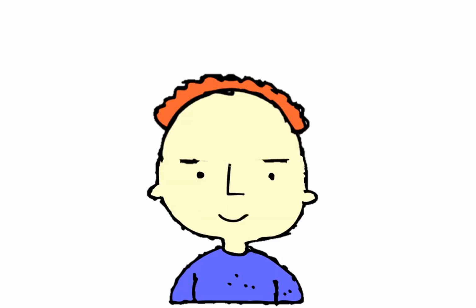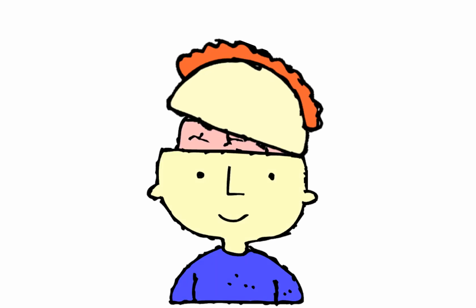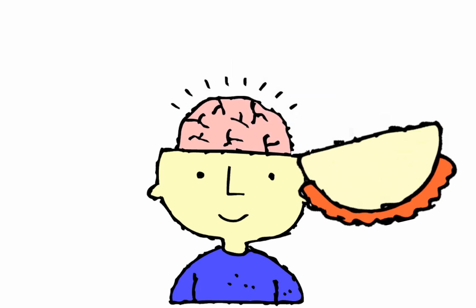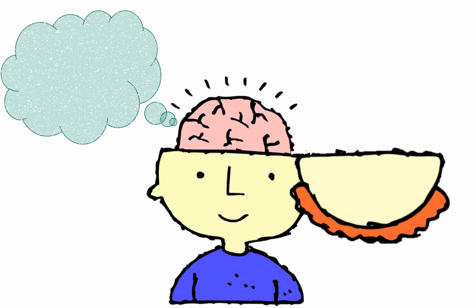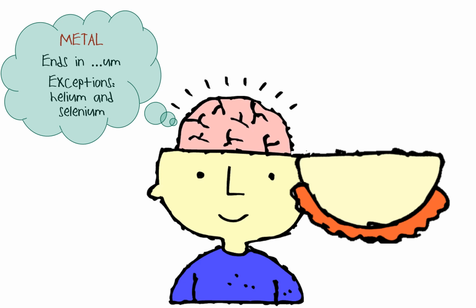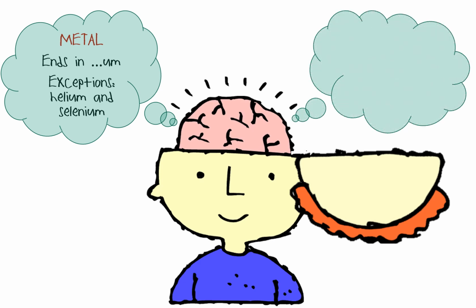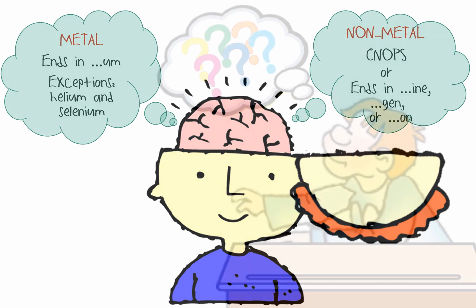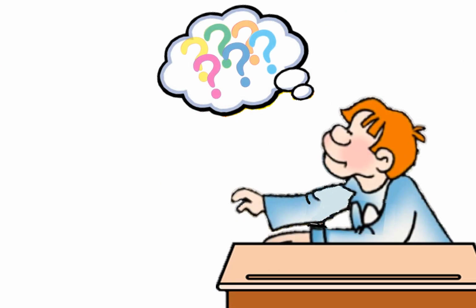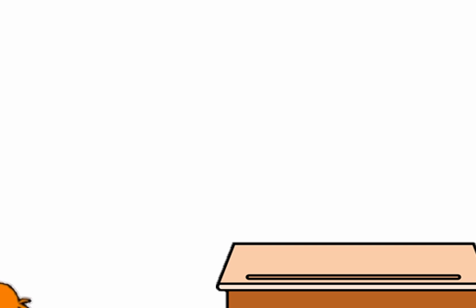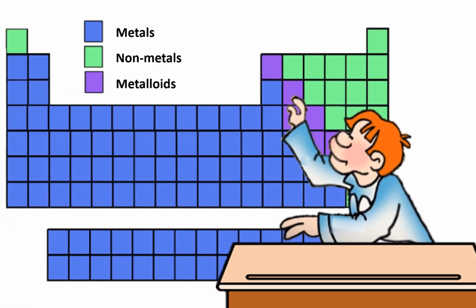So, before you run to the periodic table each time you want to name a compound, check your own knowledge. Get it into your head. What's the name? It's a metal if it ends in -ium, except for helium and selenium. It's a nonmetal if it's one of the CNOPS group or if it ends in -ine, -gen, or -on. And if you can't remember, no problem. You simply pull out your periodic table.